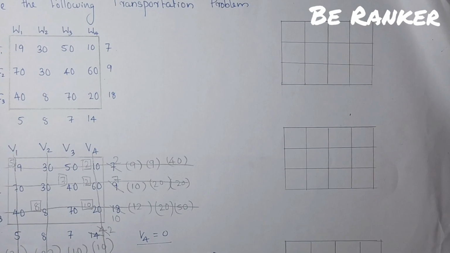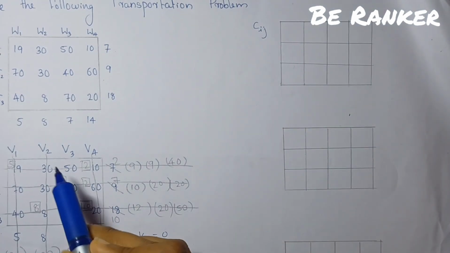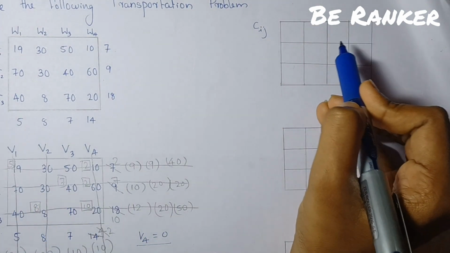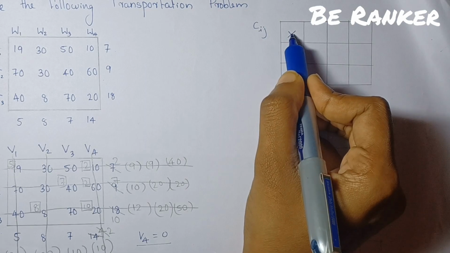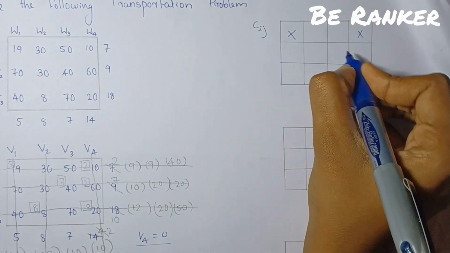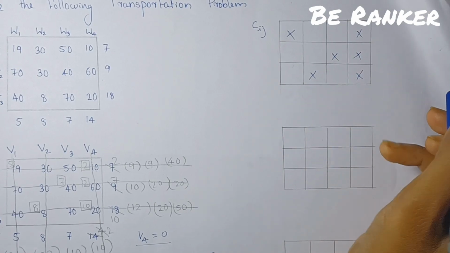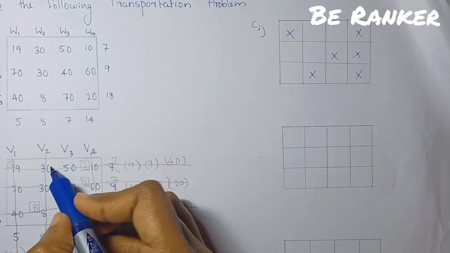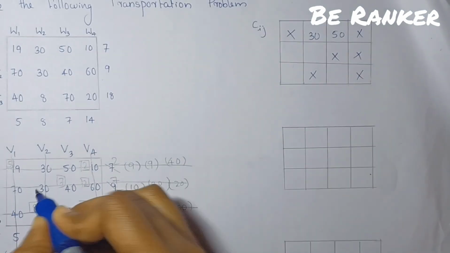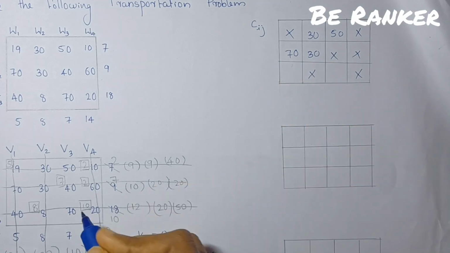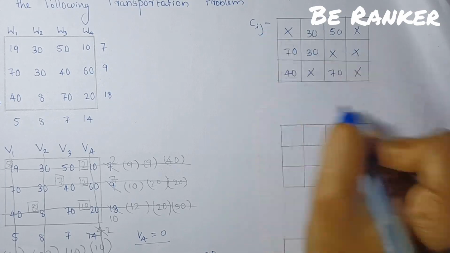Okay, the next step is to write the Cij box. That is, write the non-allocated cell values in this box. The allocated cells we can cancel like this. The first cell is allocated, so I cancel it. Then this cell, and then these two, and here. These are the allocated cells, so I cross these cells. Then I write the non-allocated values: I write 30 here, then 50, then 70, and 70, 30. Then the last row: 40, 70, 40, 70. So this is the Cij box.